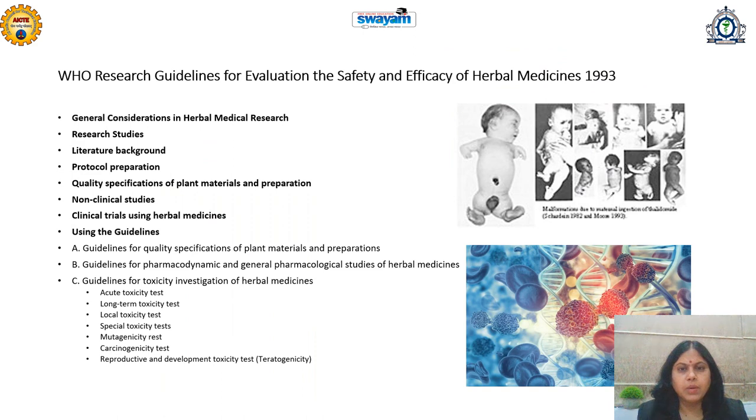We have learned about the preclinical study and the various studies that are considered a part of it, that is in silico, in vitro, ex vivo and in vivo, and the animal study requirements for in vivo studies, through the OECD guidelines and the role of the CPCSEA and IAEC committees. Now we will learn about the WHO research guidelines for evaluation of the safety and efficacy of herbal medicines.